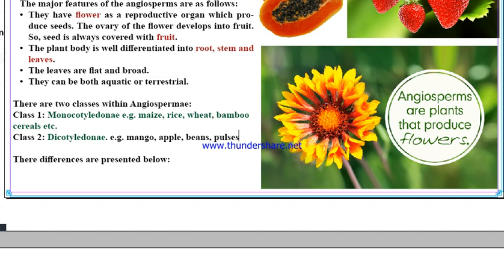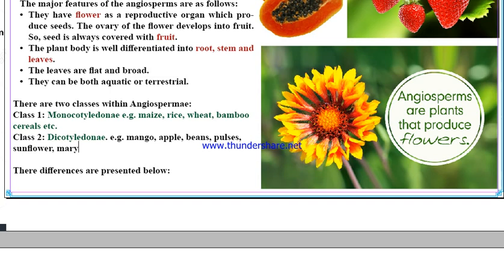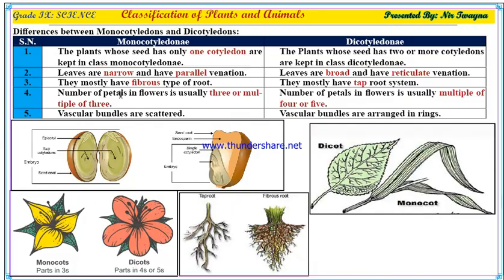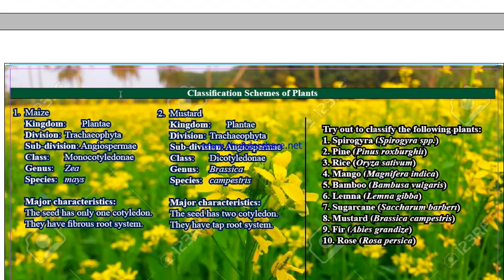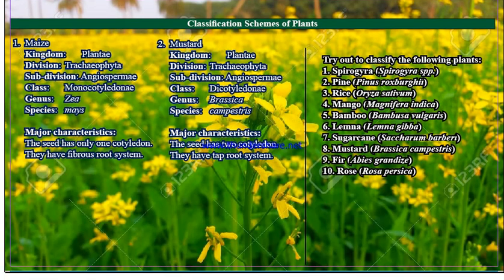Bean, pulses, yes, and then okay, sunflower, marigold, etc. Okay, any confusion up here? Okay, now let us go to the final part of classification of plant.